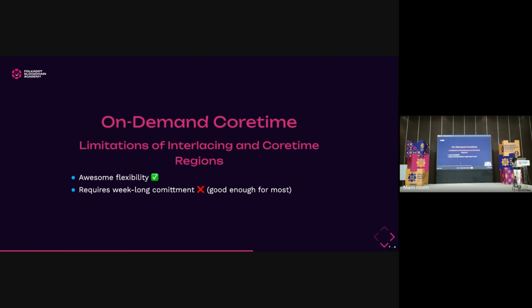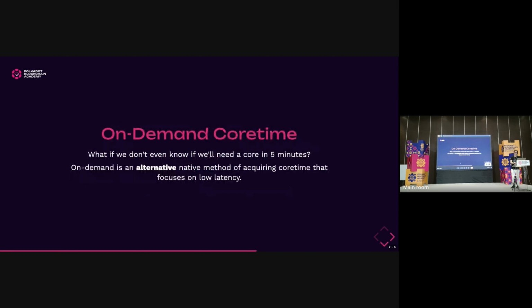So the main limitation of interlacing is that you need to have a long commitment. On-demand Coretime tries to give you a more immediate answer to how do I get Coretime if I need it now, if I need it in 5 minutes, where do I go to? Or maybe if you want to tinker in Polkadot and do something for a very short amount of time. I just want to play around for a bit and then move away. I don't want to get a full-on lease.